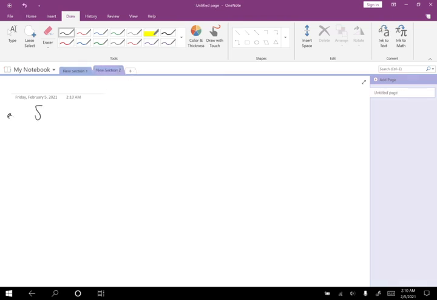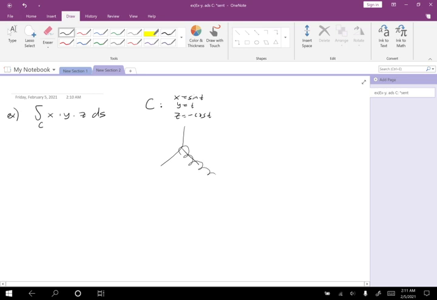So let's give an example of how to do one of these things. Let's consider the integral of x times y times z ds, where C is given by this curve. It's a helix. x equals sine of t, y equals t, and z equals negative cosine t. You don't need to draw this, but it's kind of fun to see what's actually going on here. It goes off in the y direction. It's a physically realistic curve, so it's worth knowing how to do this. And the t interval we're given is 0 to pi.